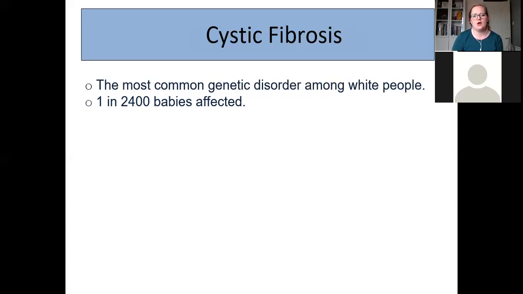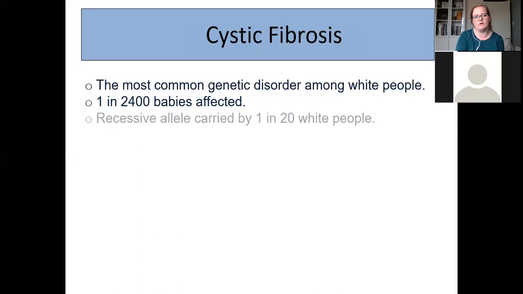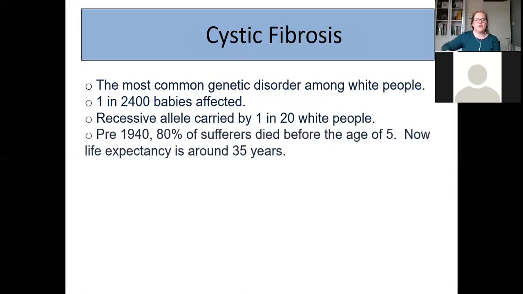So again, amongst white people, cystic fibrosis is one of the most common. So 1 in 2,400 babies are born with cystic fibrosis. The recessive allele is actually carried by 1 in 20 white people. It can be carried by people of other races, but it wouldn't be in such high prevalence, and the ratio would be a lot smaller. So pre-1940, 80% of sufferers died before the age of 5.